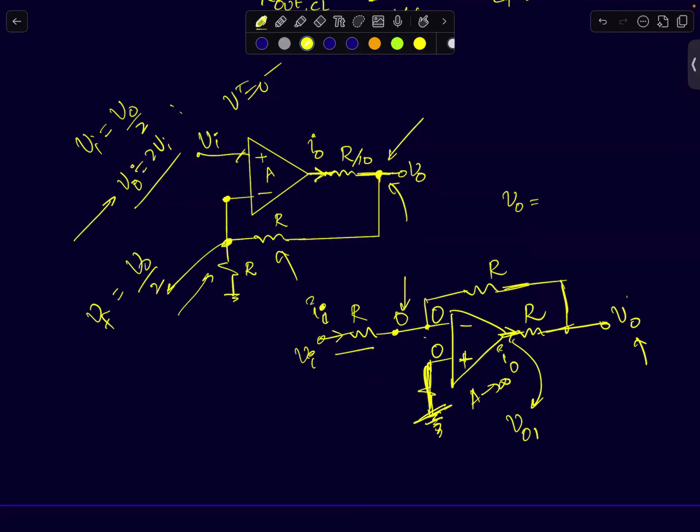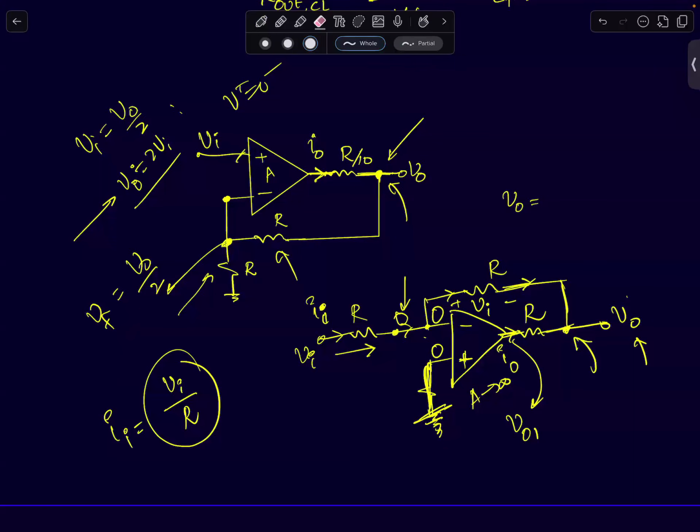So therefore, the current flowing through the input resistor is simply Vi by R. Ii is simply given by Vi by R. So if Ii is Vi by R, that current has to flow entirely through this resistor. And the voltage drop across the resistor will be Vi in this direction. So if I'm measuring the voltage at this point, what will be V0 in terms of Vi?